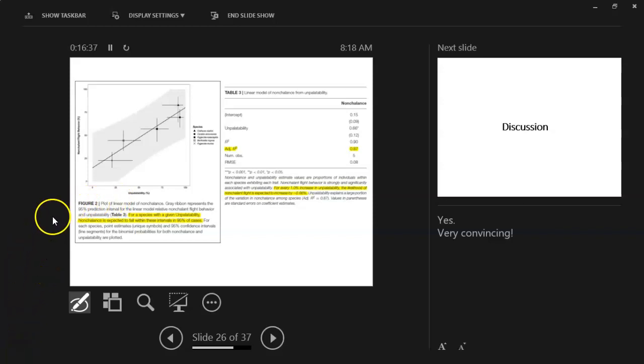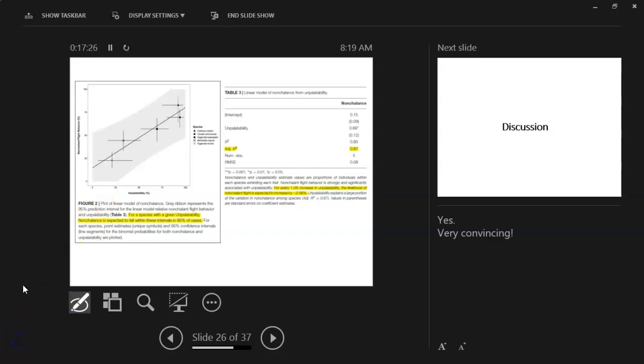Okay. So what do we see here? We see that species that have a high degree of unpalatability also show a high level of nonchalant flight. We also see that species that have a low level of unpalatability tend to have a low level of nonchalant flight, and species in between for one variable wind up in between for the other. And when you graph it all out, you see, in general, a very strong pattern of increasing unpalatability and nonchalant flight at the same time.